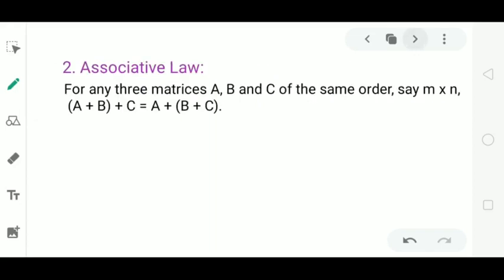Next property, associative. For any three matrices A, B and C of the same order, A plus B plus C is equal to A plus B plus C.